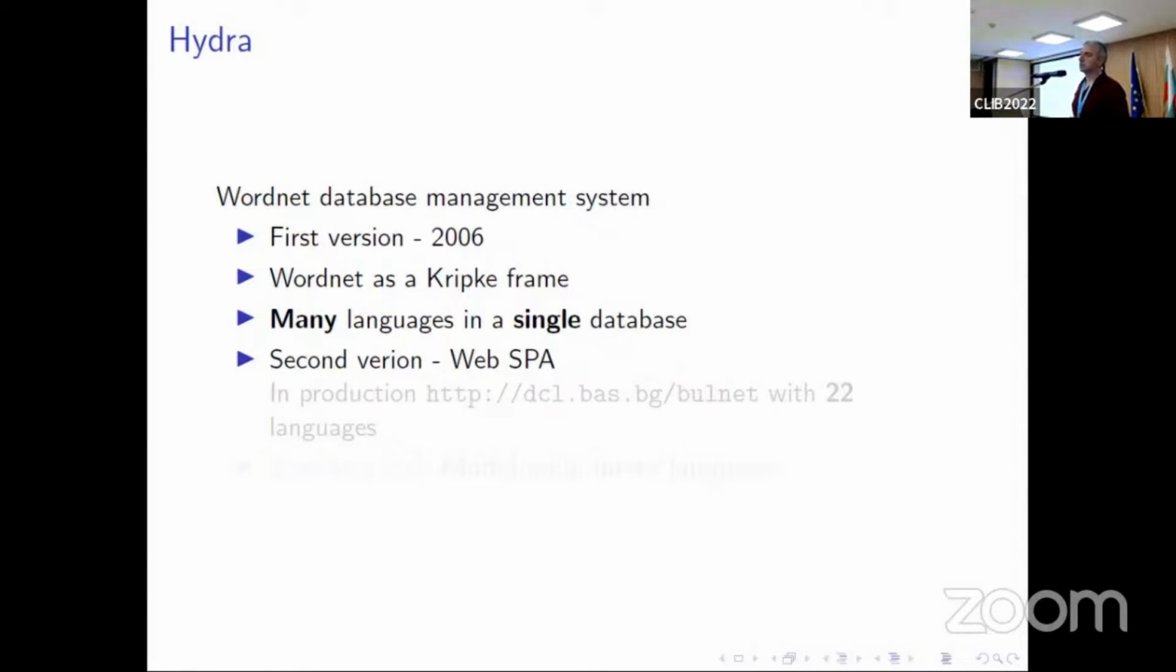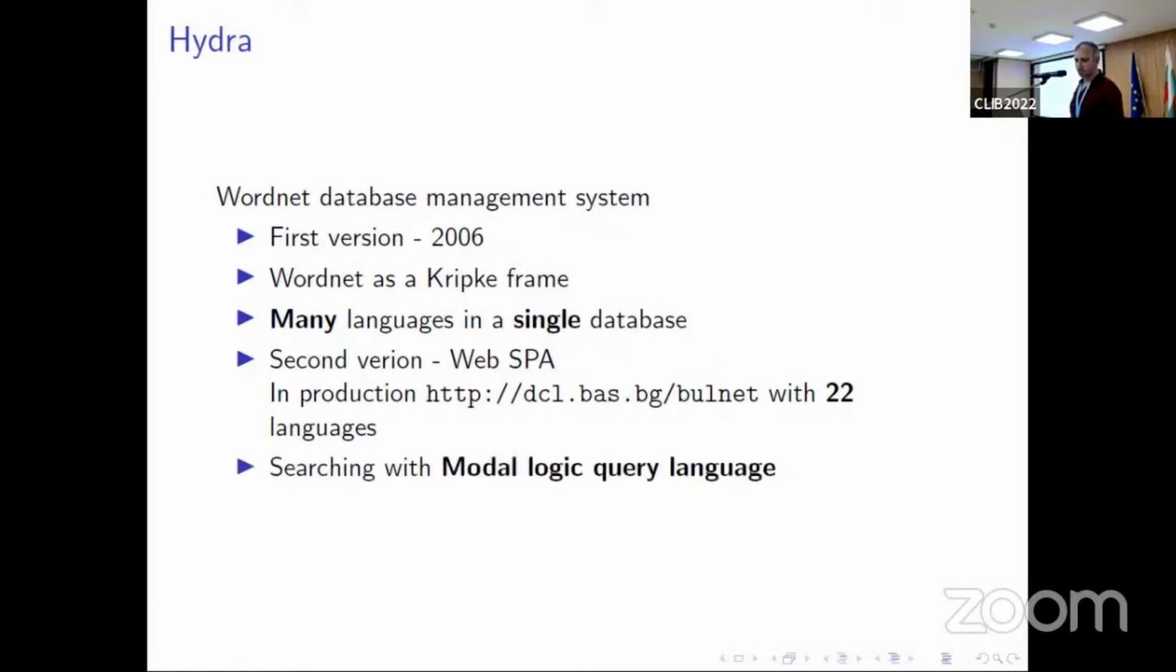It was developed as a web single page application. And this system is available in production at this address on the site of the Department of Computational Linguistics of the Bulgarian Academy of Sciences. You see the address, and there are in the database 22 languages, and you can activate all of them, but let me tell you that by default are activated Bulgarian, English, and Romanian. But by means of the user interface, you can start French or Spanish, Finnish, etc.